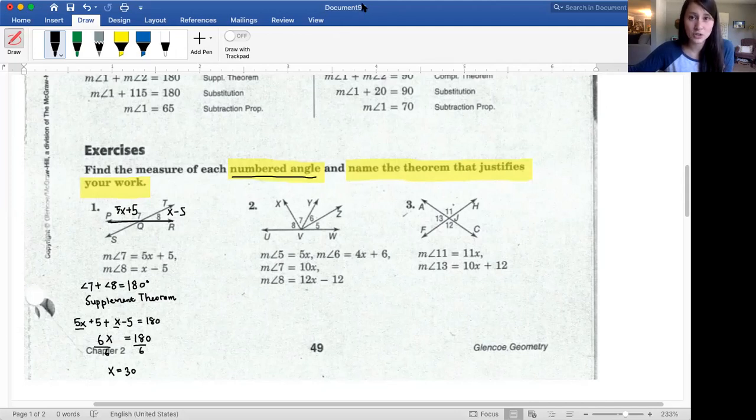I think I'm going to have to switch gears here and use the whiteboard. You might want to do this on a piece of paper. So numbers 1, 2, and 3, you might not have room to do on your study guide there. So x equals 30. I now need to plug that into the expression for angle 7 and angle 8. Angle 7 is 5x plus 5, so I'm going to do 5 times 30 plus 5. Angle 8 is x minus 5. So I'm going to replace x with 30, since I found that, and work that out.